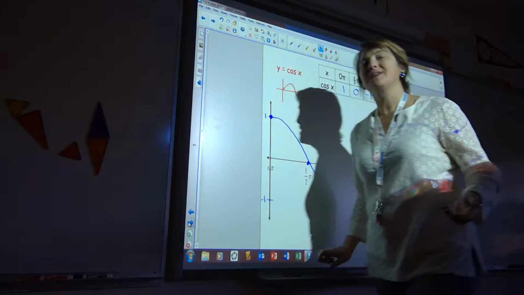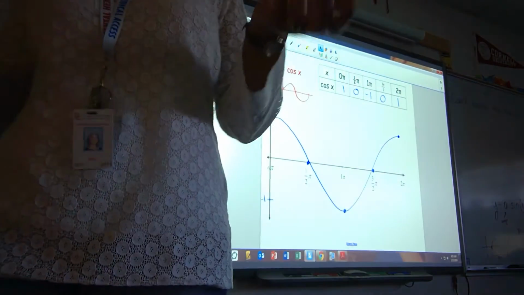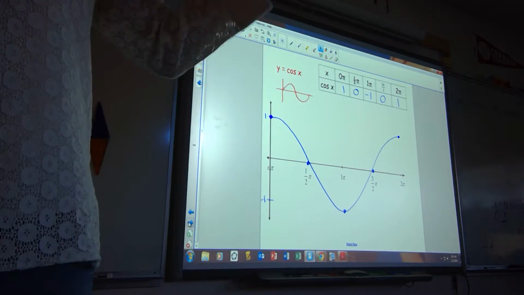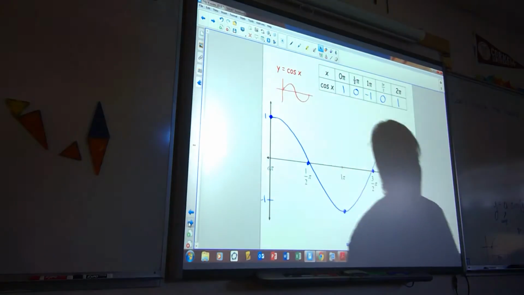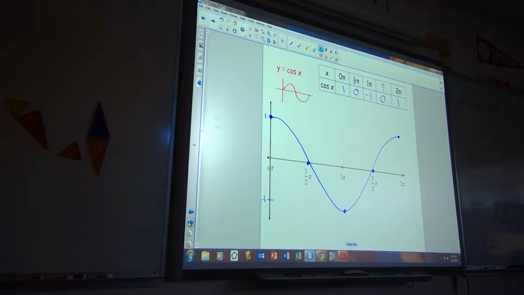So the thing is, they're the exact same curve. It just depends on what we are using it for. And so sometimes, depending on what we're using it for, we will use it as a cosine curve, and sometimes we'll use it as a sine curve.